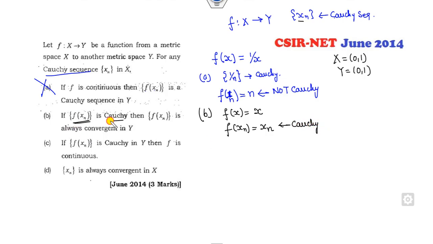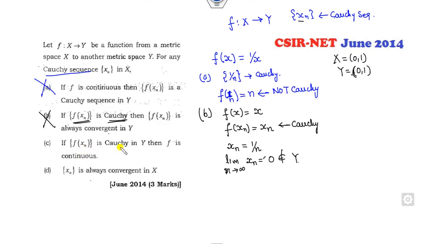If this is my Cauchy, then is it convergent? How can you prove that it's convergent? If I choose again 1 over n, what is the limit? Whenever you are talking about convergence, you have to check the limit. The limit is 0, but 0 does not belong to this Y. Y is my open interval (0, 1). It does not belong to this, so it means it is not convergent.